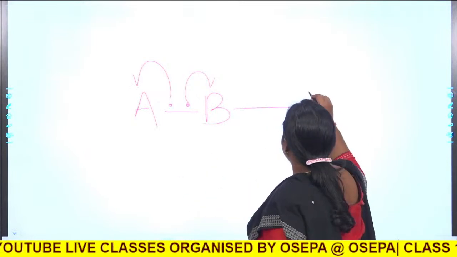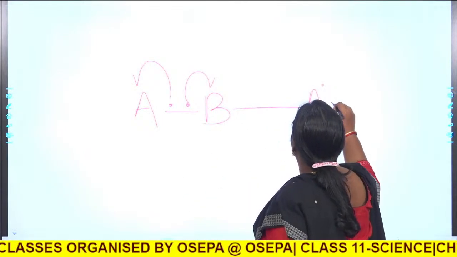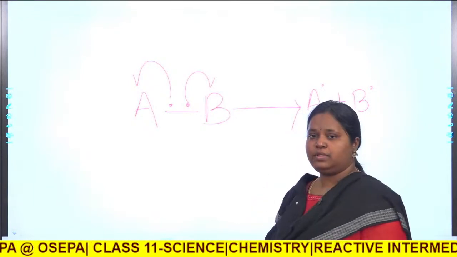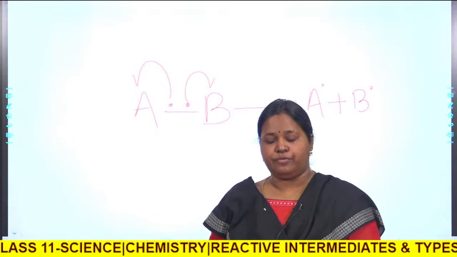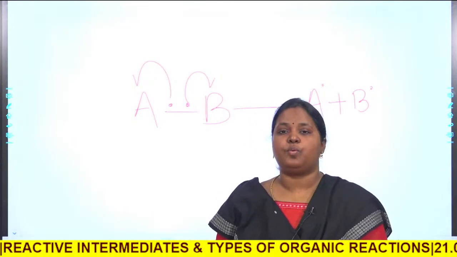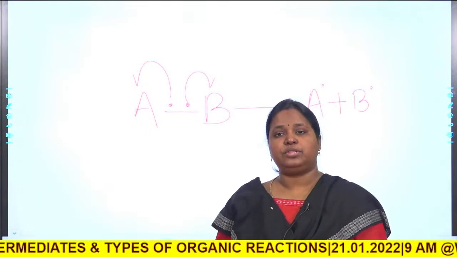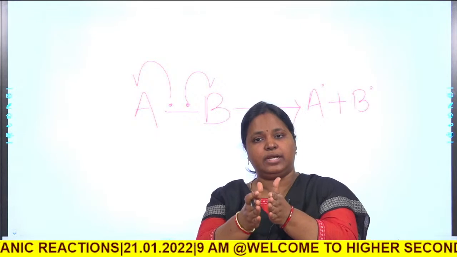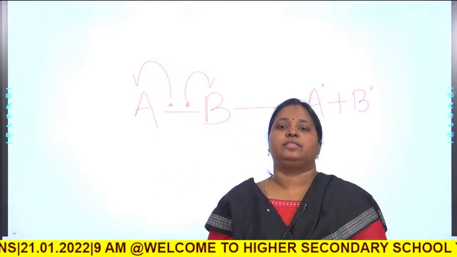Then this leads to the formation of free radical. This leads to formation of free radical, and the type of fission or the cleavage is called homolytic. Homo means same. Both gave 1 electron each, and after the cleavage both will take their electron.